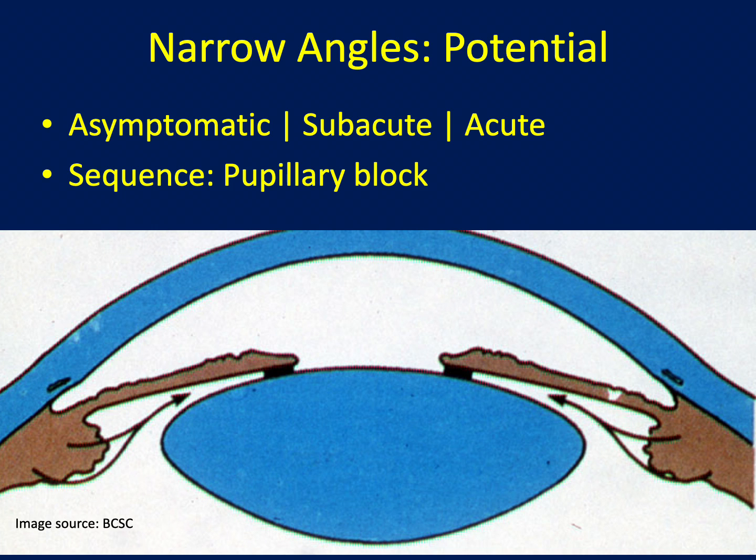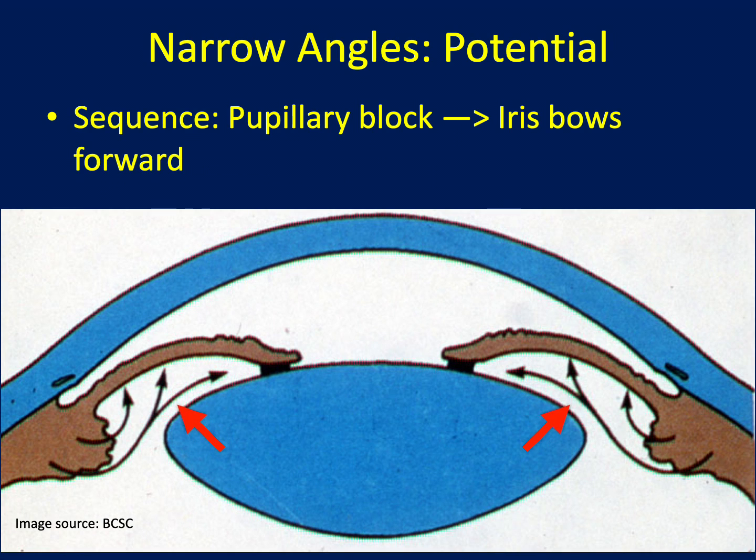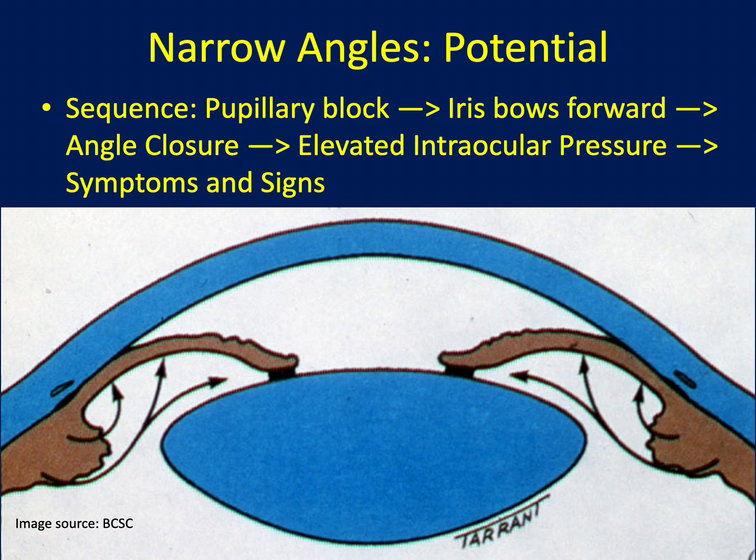This sketch illustrates the sequence of pupillary block angle closure. First, the pupillary border creates a seal within the lens. Fluid accumulates behind the iris, causing the iris to bow forward. The bowed iris then covers the drainage system, resulting in elevated eye pressure and all the other symptoms and signs.